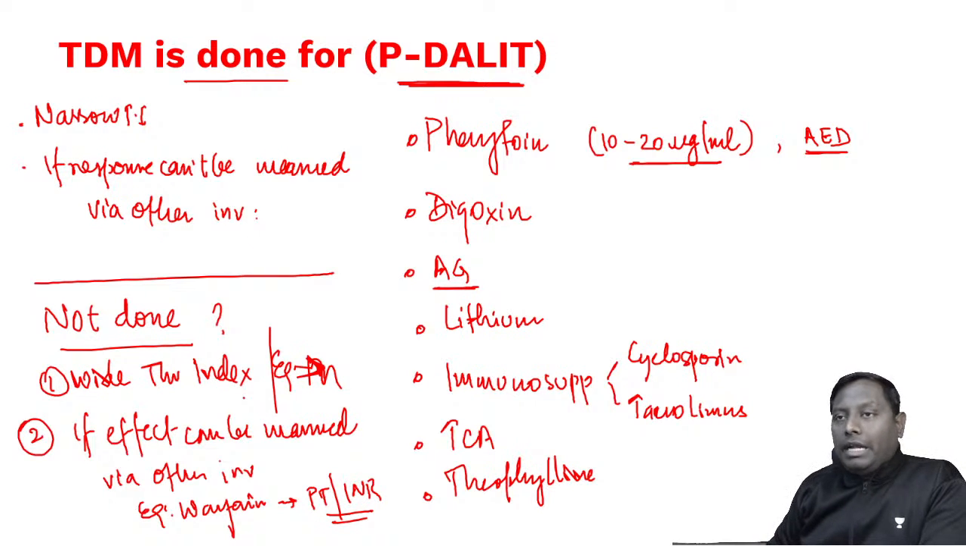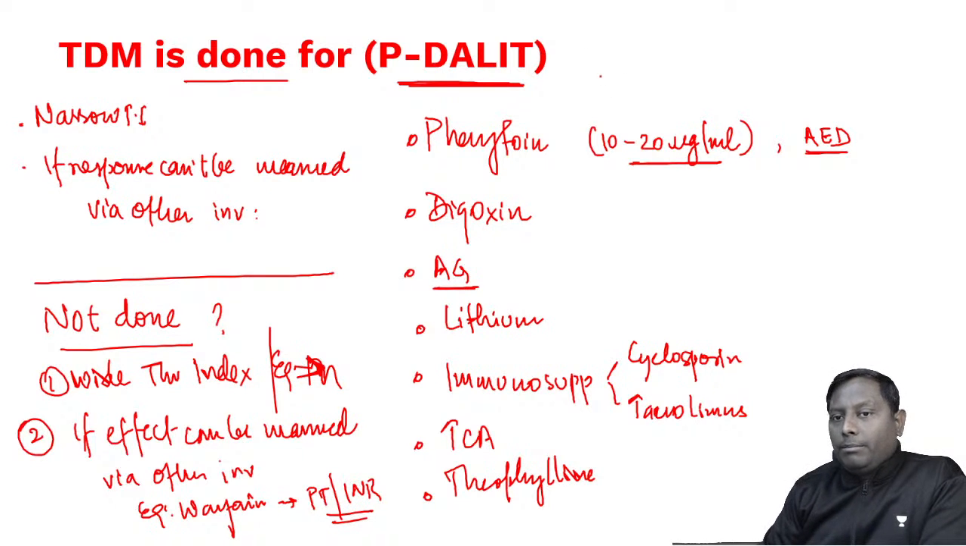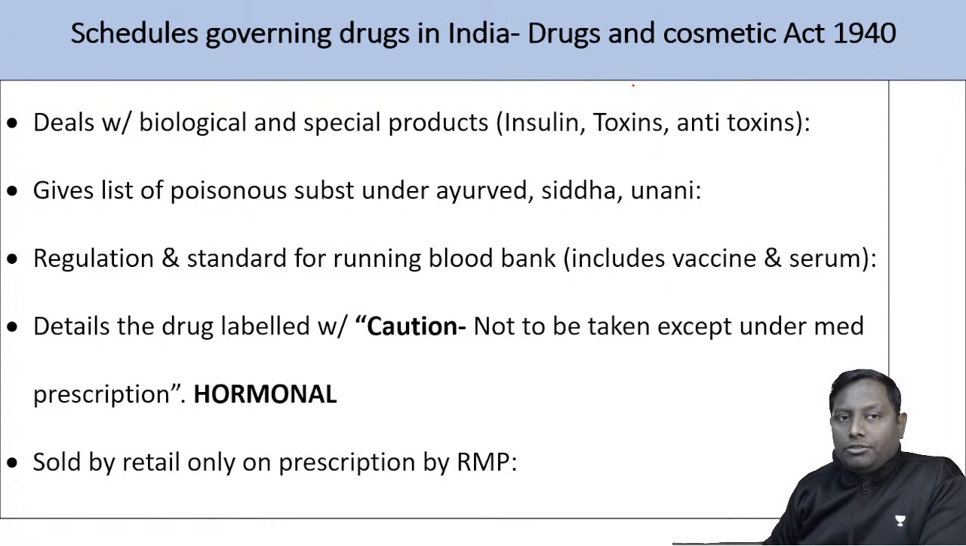Or if there is a patient on an antihypertensive drug, you don't need to check the antihypertensive level in the plasma. Simply do the BP monitoring, right? Wherever the effect can be measured by any other investigation, you don't need to do TDM. So this is very important. Where it is done, okay, important, but where it is not done, that should also be very important for all of you guys. You should know.